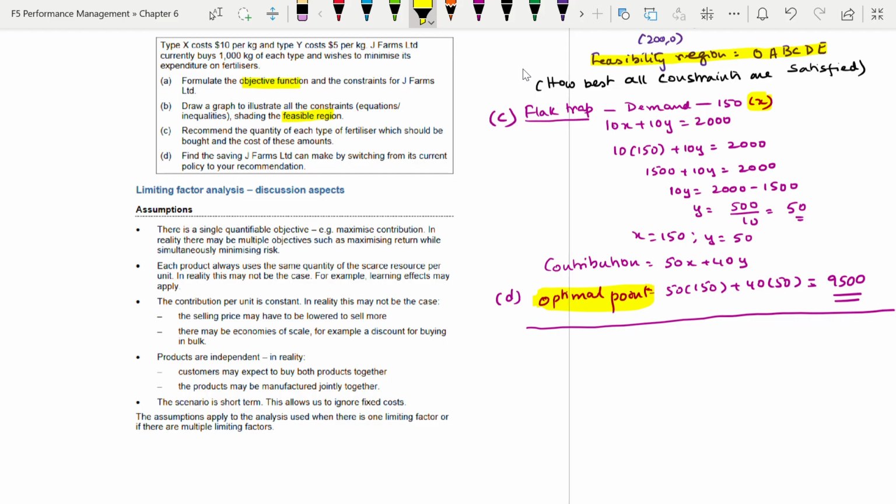If you solve this equation, y is going to be 50. We cannot go beyond 50. We don't have resources. How can we go beyond 50? How many hours are there? 2000 hours are there. That's all.